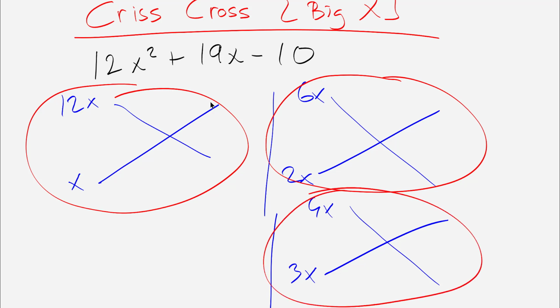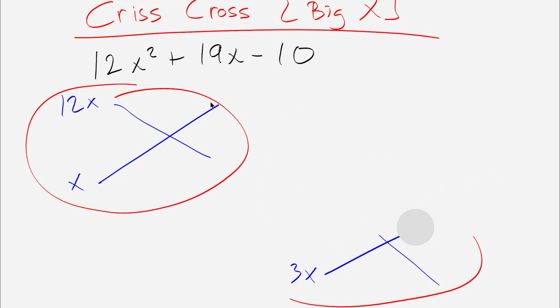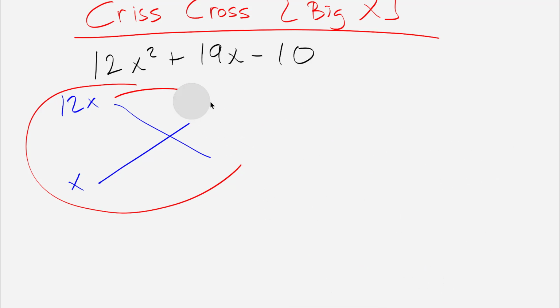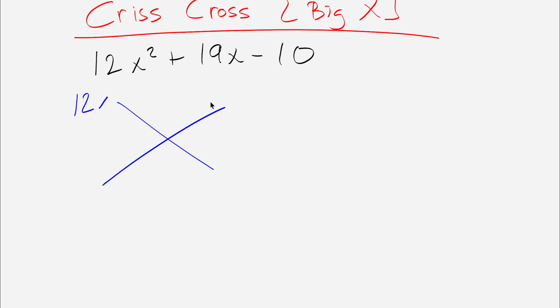So when you're doing the crisscross method, there is a lot of trial and error that we need to take care of. So let's just clean this up so we can go through the question. So 12x squared plus 19x minus 10. I'll start with 12x times x. Hopefully I'll get lucky and this will work.